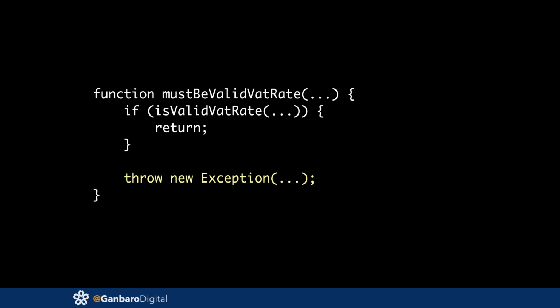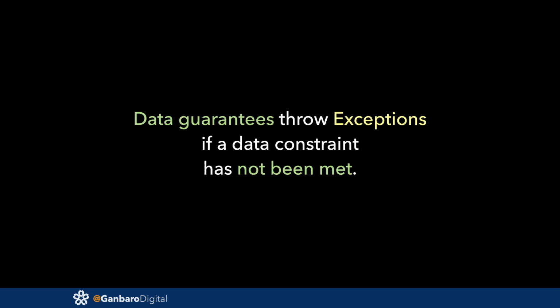If the check passes, that's great. If the data constraint is met, that's great. If not, the data guarantee throws an exception. That's the value it adds. Its job is to throw those exceptions so that your code doesn't have to. That's a data guarantee. That's all there is to it.